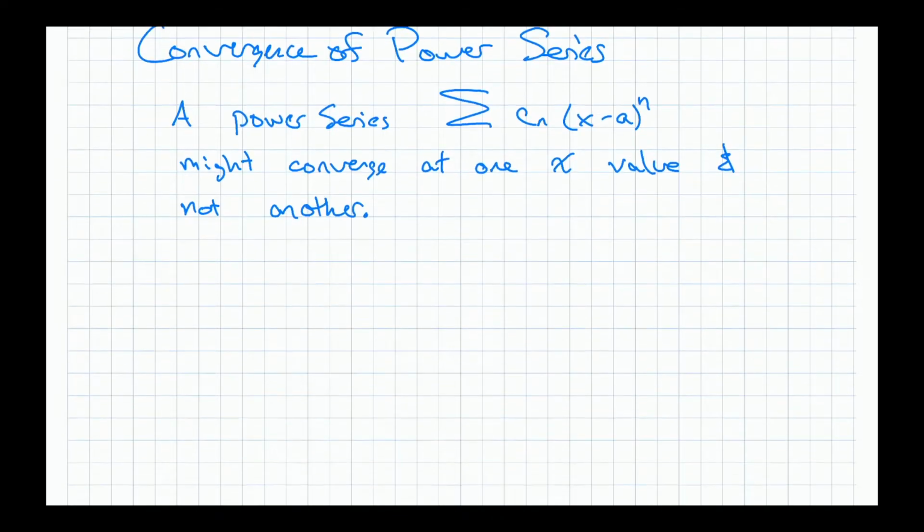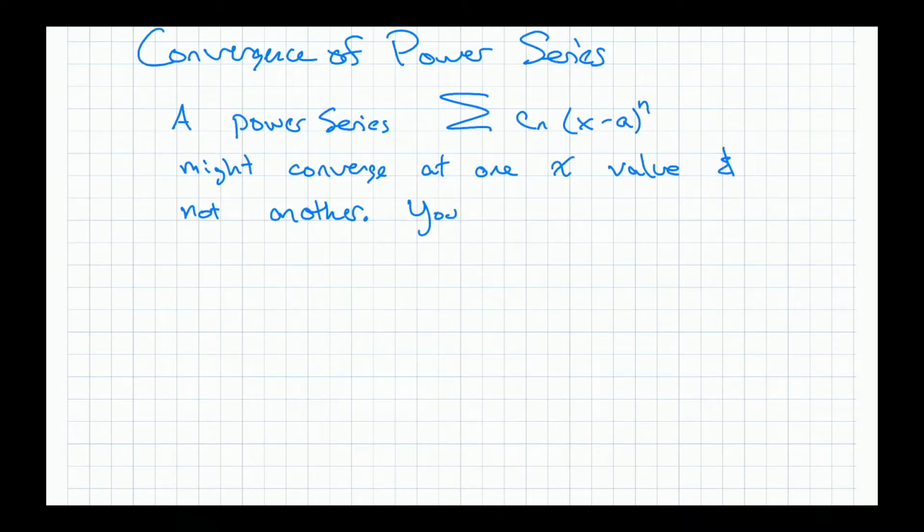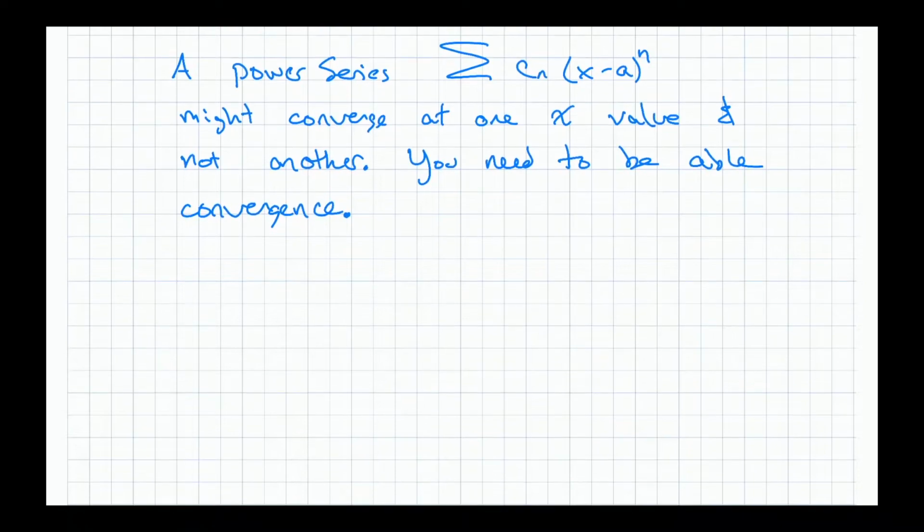So you need to be able to check convergence, and the way you're going to check convergence of a power series at a particular x value is you're just going to plug in the x value, and then you're going to use whatever series tests you already know. So you don't use anything new here.